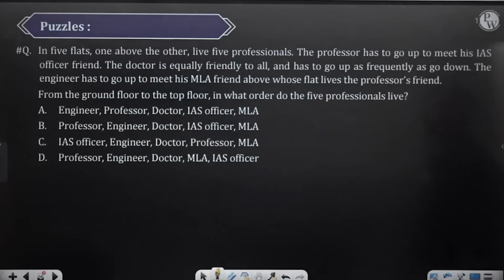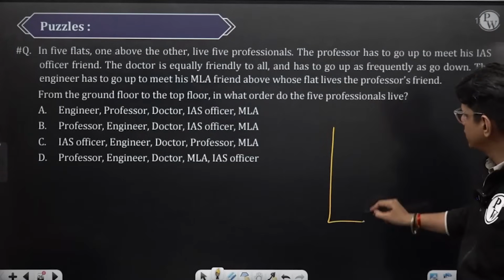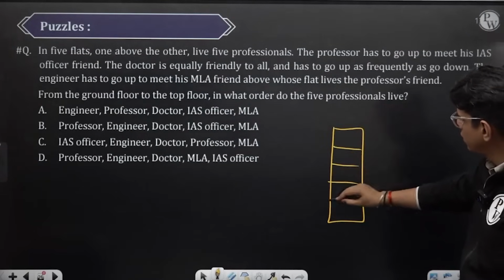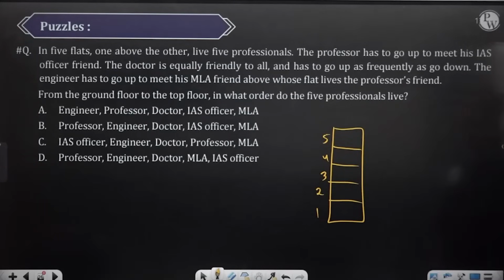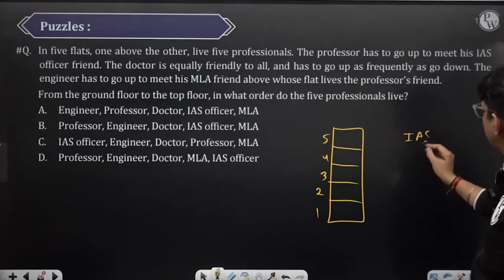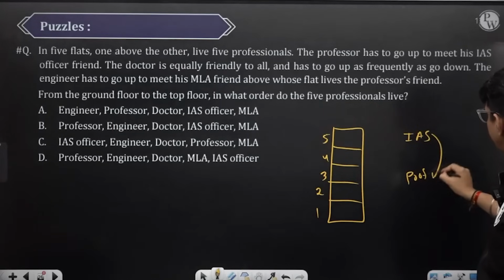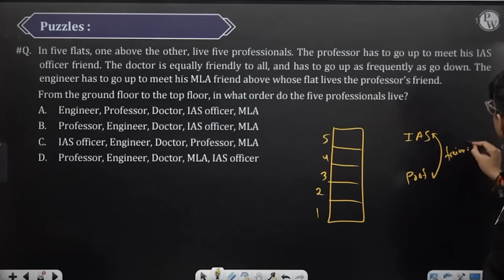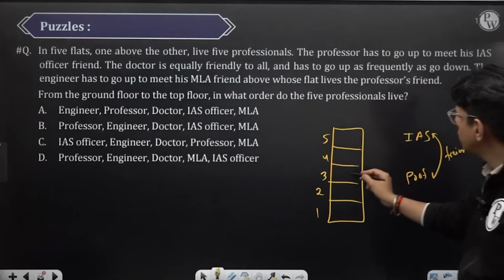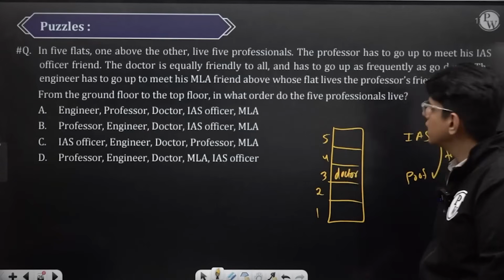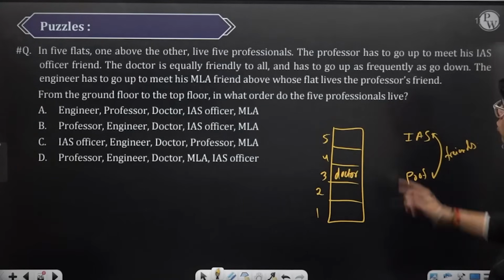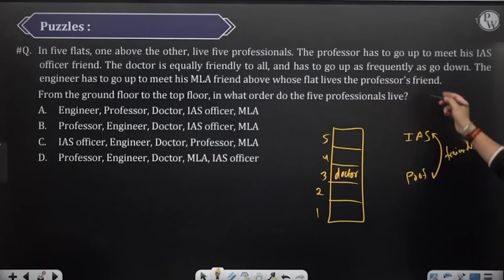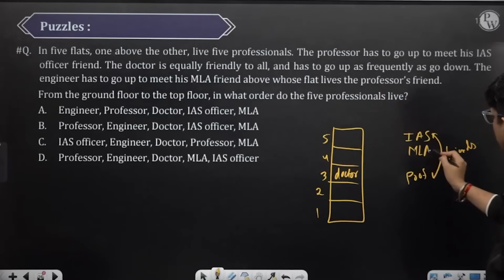In 5 flats, one above the other, 5 professionals live, right? 1, 2, 3, 4, 5. Okay. The professor has to go up to meet his IS friend. That means IS lives above the professor. And these are friends. Okay. The doctor is equally friendly to all and has to go up as frequently as down. That means the doctor lives in the middle. After that, the engineer has to go up to meet his MLA friend, above whose flat lives the professor's friend. That means above the MLA lives the professor's friend.